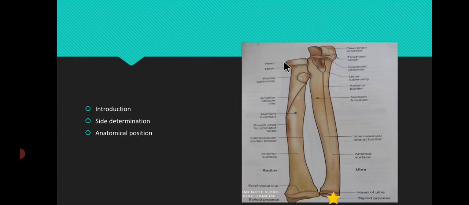How will you determine the side? The head is disc-like, while the lower end is expanded to form one process, that is the styloid process, and the medial border is the sharpest border, and on the posterior surface of the lower end of radius there is the dorsal tubercle of Lister.